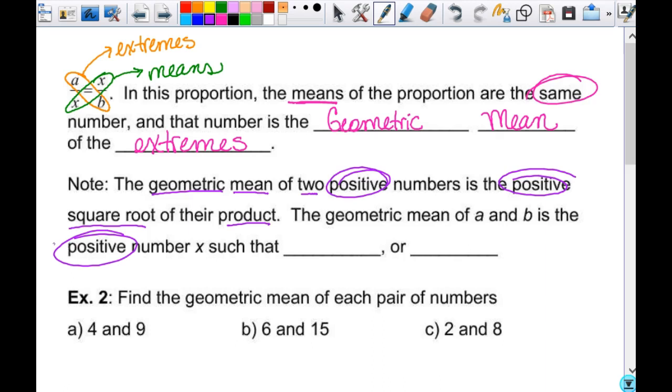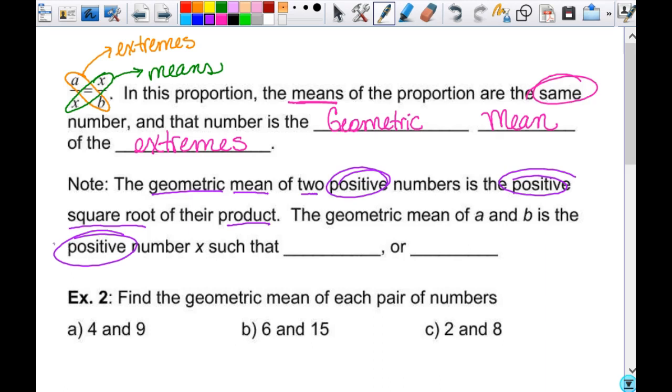But notice how the word positive is repeated over and over again. When I take the square root, when I'm solving something, I get a positive and negative. The geometric mean is always the positive number. So even though there's two answers, we drop the negative one, just like if it was a length or anything else.